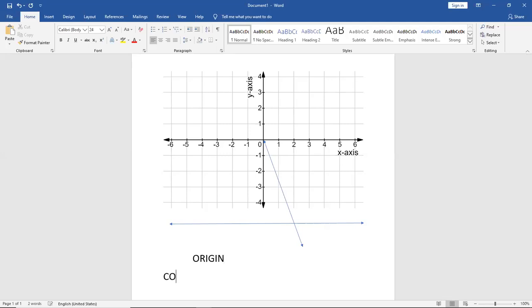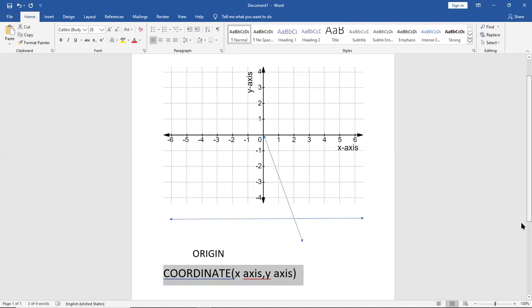So any point on this Cartesian plane is called a coordinate, and that coordinate can be read by saying this. The first reading is a reading on the x-axis, and then you put a comma, and then you have a reading on the y-axis. So when you are reading a coordinate, you start by reading it on the x-axis, and then you continue reading it on the y-axis.